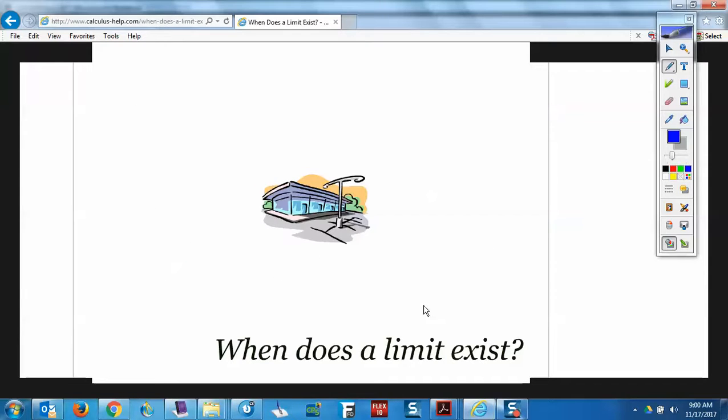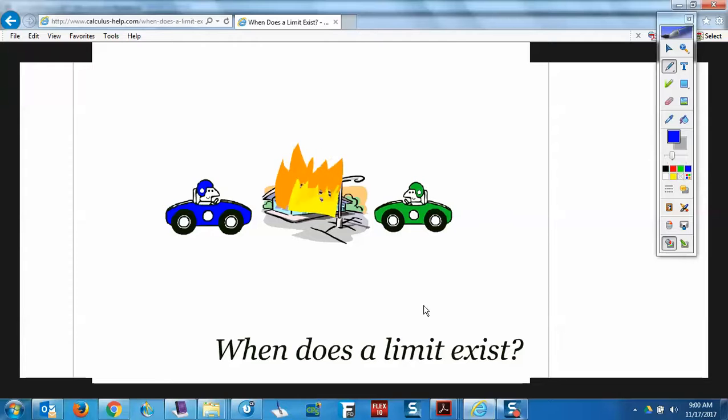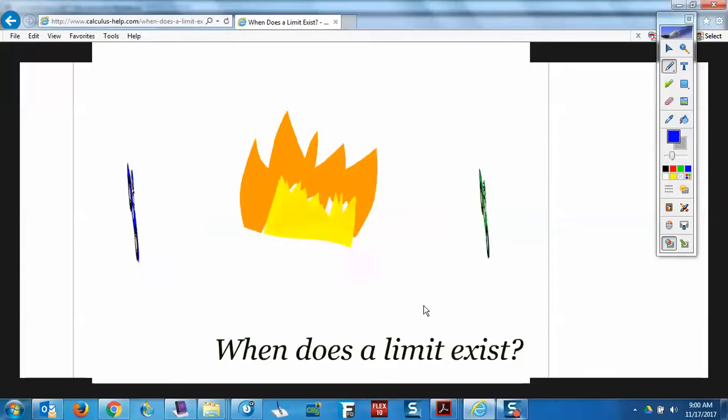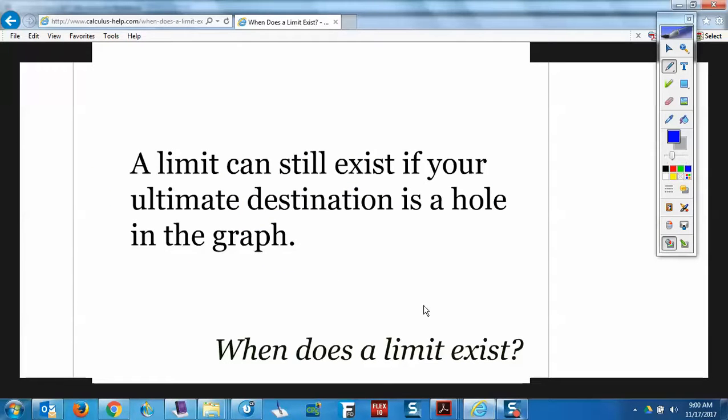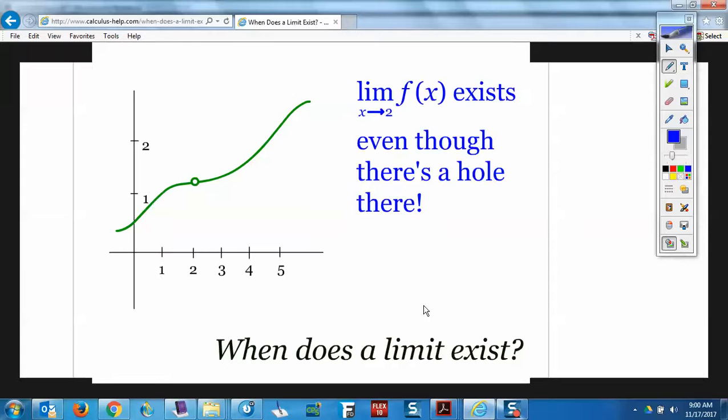Now, let's go back to our diner example one last time. Let's say we're traveling towards the diner. We both arrive at the same location, but the diner isn't there. Maybe it's caught fire or something. Does that mean the limit doesn't exist? The truth is, the limit will exist even if the diner's not there, because you still arrived at the same place. In other words, mathematically, a limit can still exist if your destination is a hole in the graph, because it doesn't matter whether or not the point is actually there. What matters is that you arrived at that point, coming from the right side and the left side.